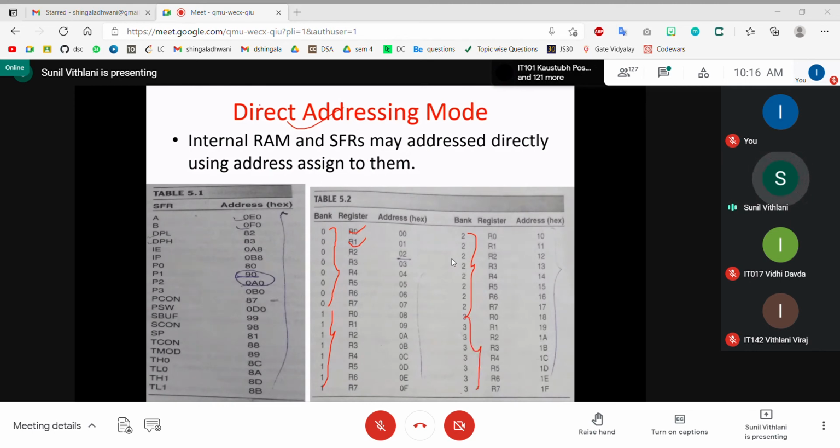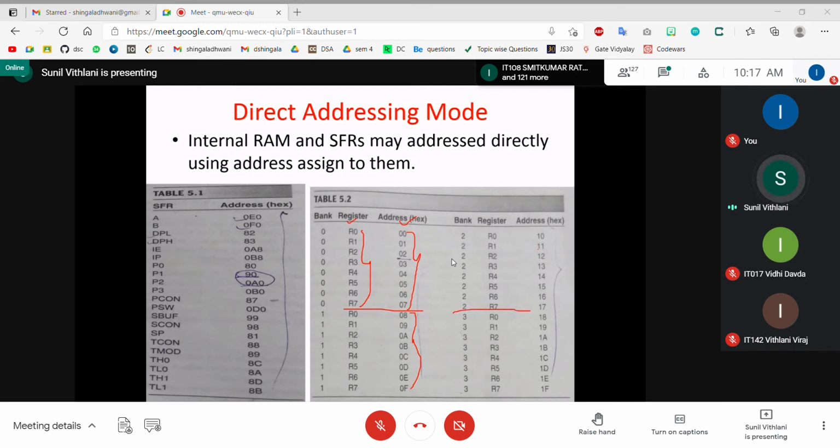So if you are using direct addressing, then there will be no confusion because each register will have a different address. यहाँ से R0 to R7 होगा. What will be the address? We will indicate it by 0 to 7. Same way, this bank 1 will be indicated by these addresses. So if we use the address, then there will be no confusion. But if you use the register name, at that time we have to go to the PSW and check it. So in direct addressing mode, we will use these direct addresses.